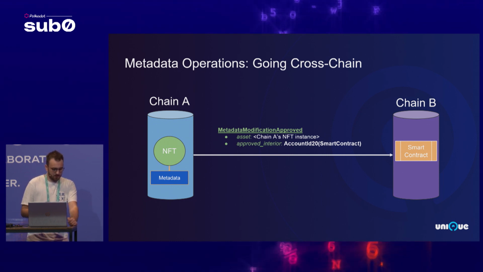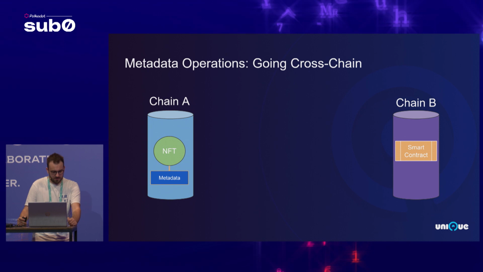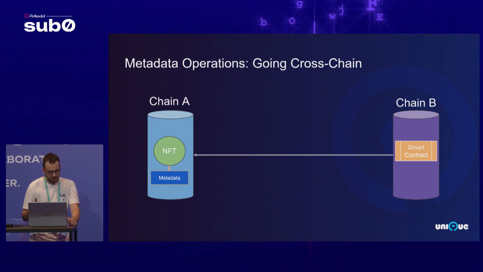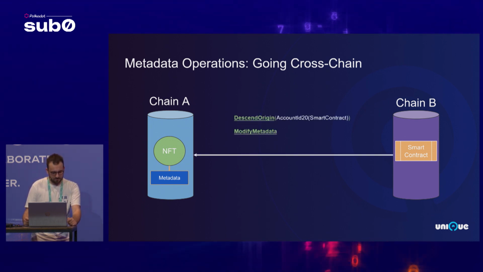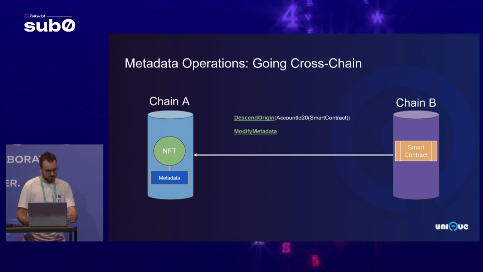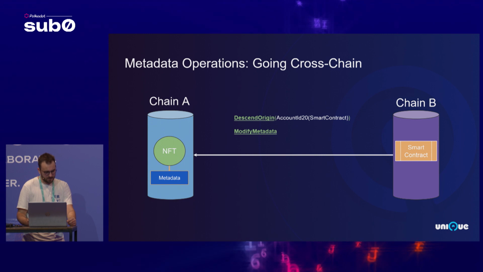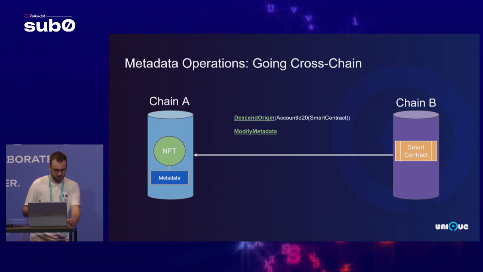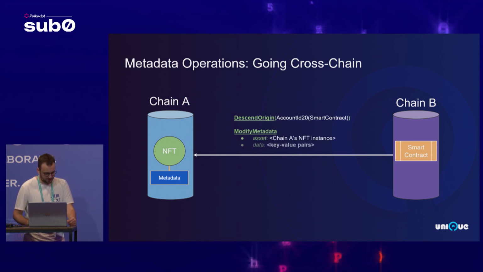Now, chain B knows about this permission. Therefore, it can safely send the modify metadata instruction. Chain B does that on behalf of the approved smart contract using the descend origin instruction. Chain B specifies the NFT for modification and the key value pairs.